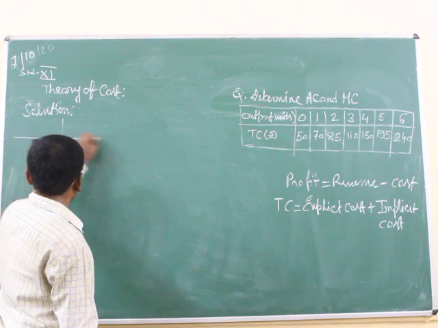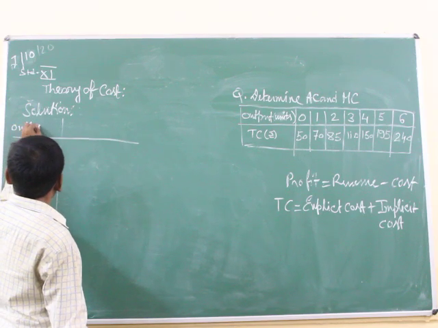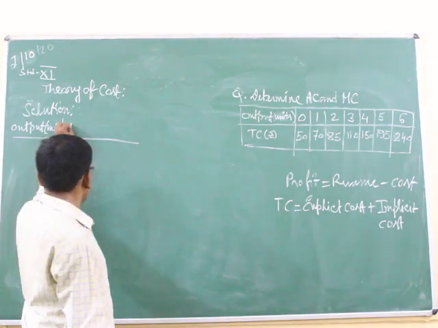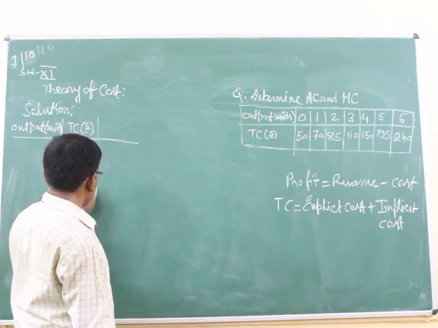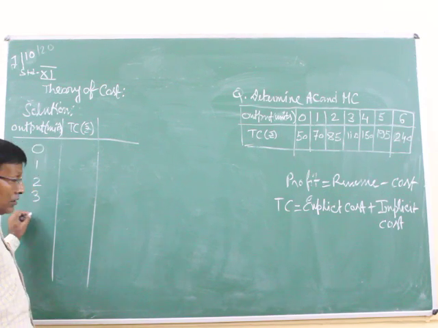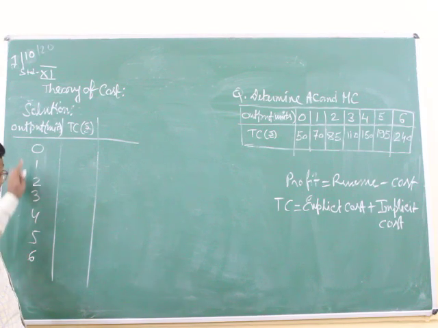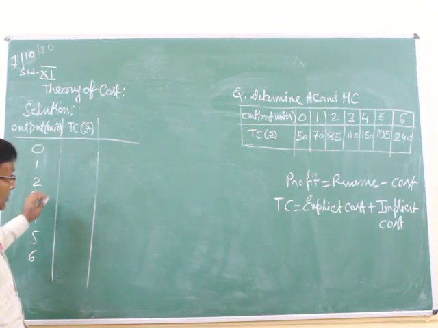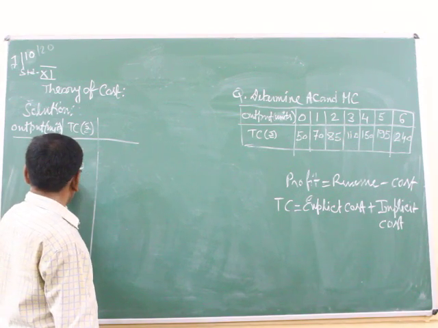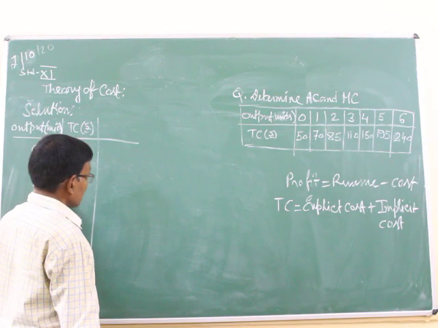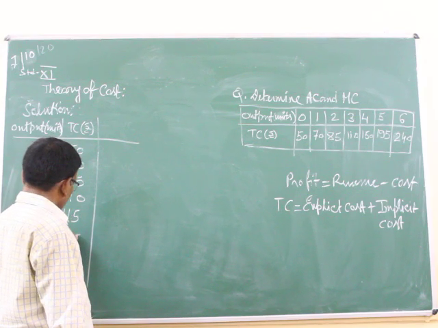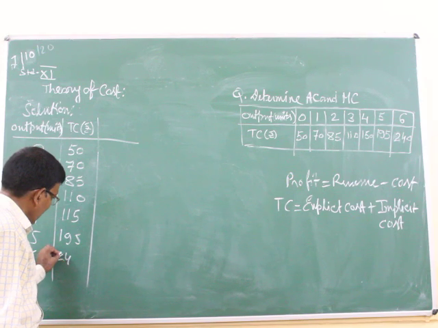Okay. First problem, I am writing here, output. Whatever the things will be given as unit, you have to write down that one also. TC, it is given in rupees. You write down data column wise. Output: 0, 1, 2, 3, 4, 5, 6. TC: this is 50. Next one is 70. Next one is 85. Next one is 110. Next one is 150. Next one is 195, last one is 240.